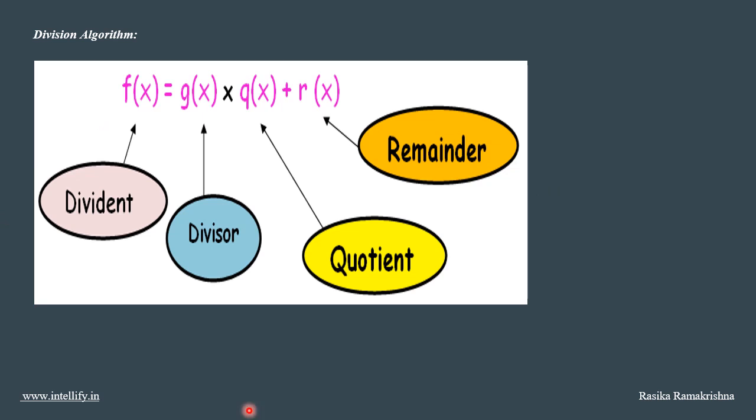So quickly, let's recap the division algorithm. You know that the dividend is nothing but the divisor times quotient plus remainder, right? So here we've got to find the divisor, that is g of x. You can take r of x to the other side, so you'll have f of x minus r of x equal to g of x times q of x. You can take q of x also to the other side, so you'll have g of x equal to f of x minus r of x, whole divided by q of x. This is how we're going to compute g of x.